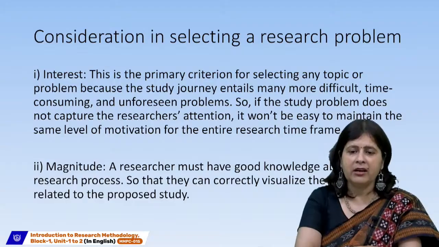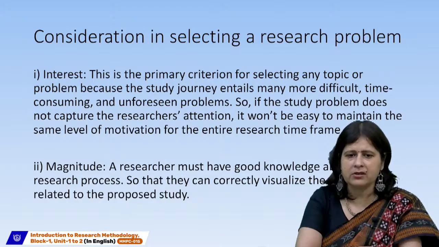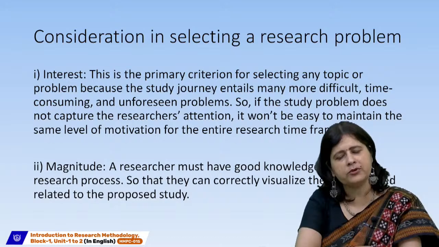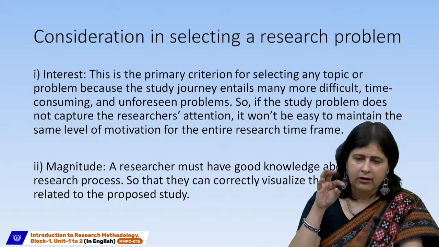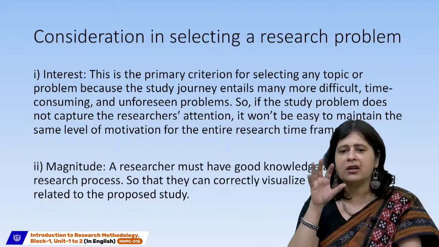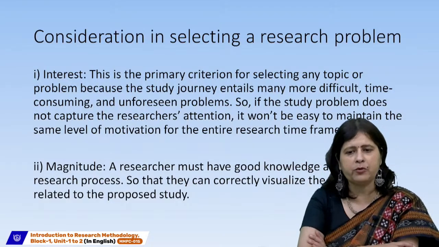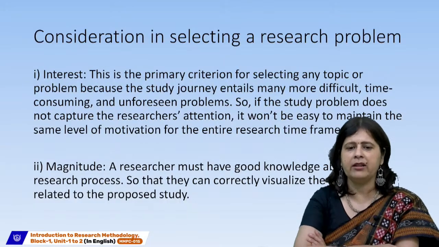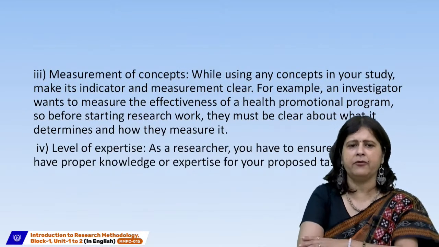Second is magnitude. The researcher must have a good knowledge of the research process, so they can correctly visualize the tasks involved in the proposed study. That is, the researcher should be knowledgeable enough to know the tasks or steps involved in the study.